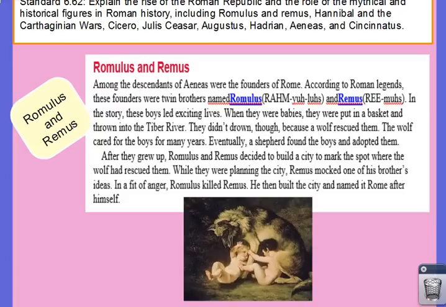Okay, sorry about that. I got interrupted. I'm just going to start with the second paragraph. After they grew up, Romulus and Remus decided to build a city to mark the spot where the wolf had rescued them. While they were planning the city, Remus mocked one of his brother's ideas. In other words, he made fun of an idea that his brother had. In a fit of anger, Romulus killed Remus. Then, he built the city and named it Rome after himself.